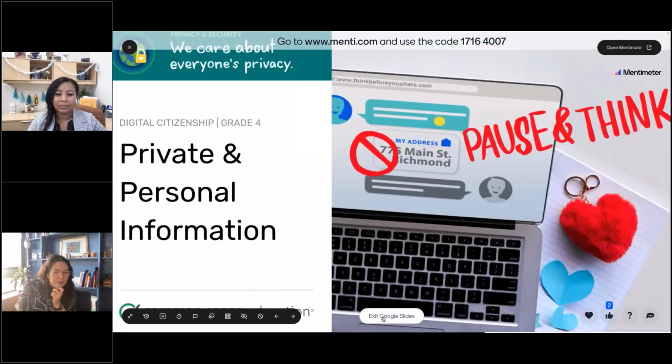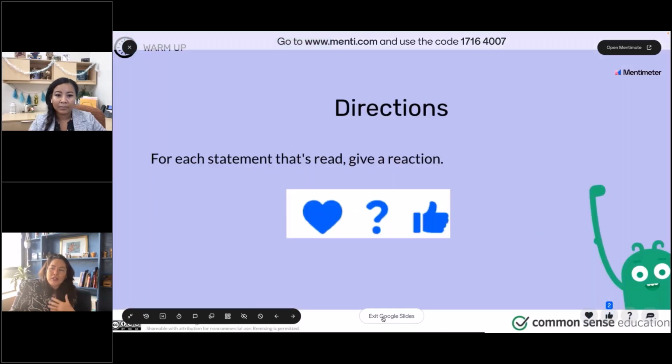But let me give you this example. This is 4th grade, right? And understanding private and personal information is huge for our students. And so this is one of my favorite lessons. And I'm going to ask you all some questions. All right, so for each statement that I read to you, I want you to give me a thumbs up if this is true for you, right?